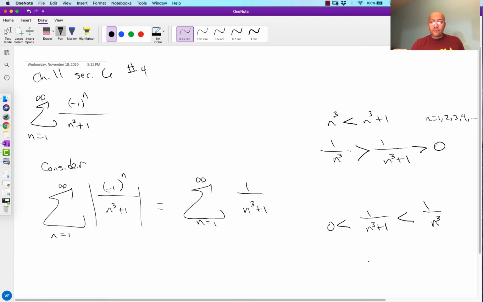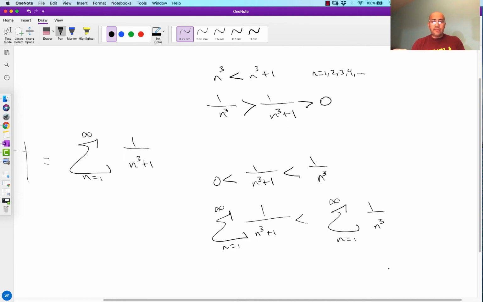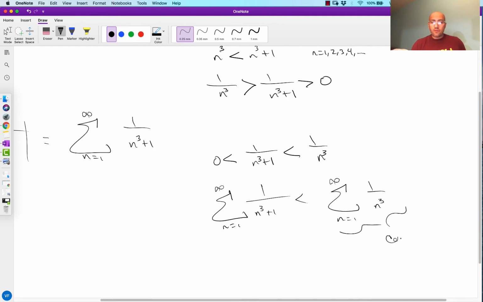They're all positive values, so now when we add them, the sum from n goes from 1 to infinity of 1 over n cubed plus 1 is going to be less than the sum from n goes from 1 to infinity of 1 over n cubed. And this converges by a p-series, with p equal to 3, right? So this converges, so this one must also converge by the comparison test. Right, so we can conclude that by the comparison test, it converges.